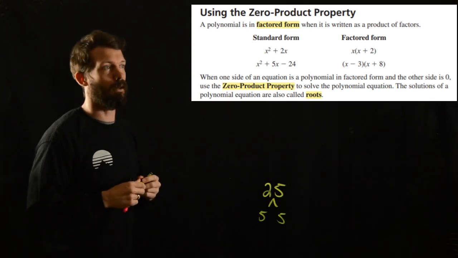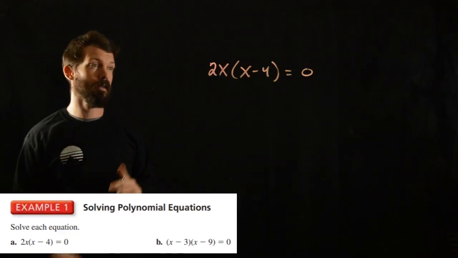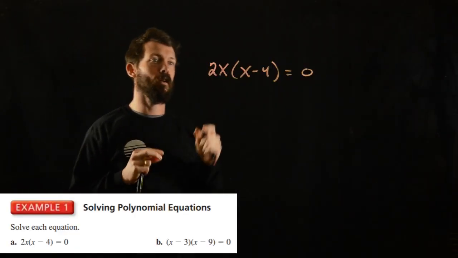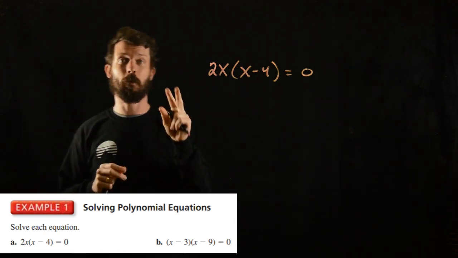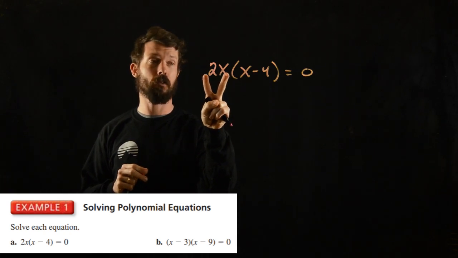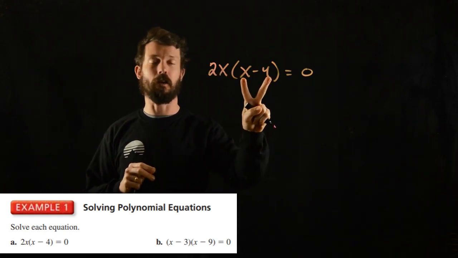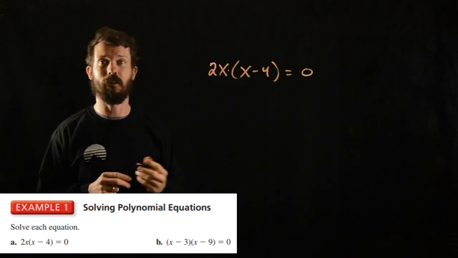All right, so the first thing that we're going to look at is this example here. We have 2x times the quantity x minus 4. So this is in factored form because I have two factors. I have 2x as one of my factors, and my other factor is x minus 4. So if that's the case, we can use the zero product property.